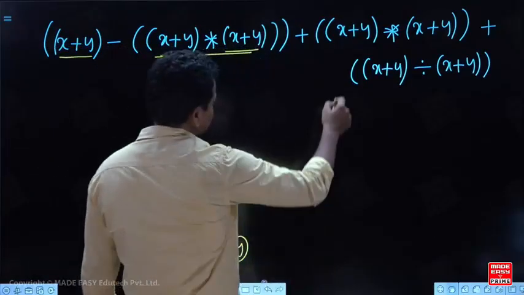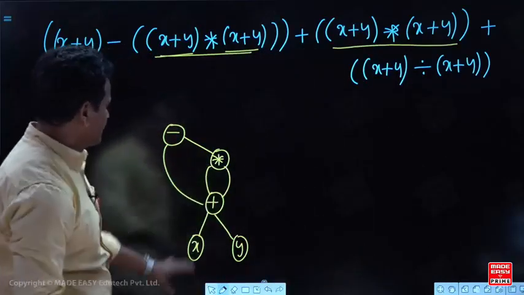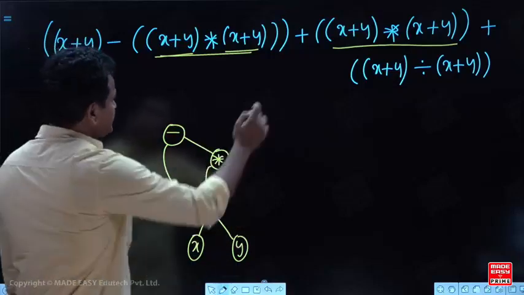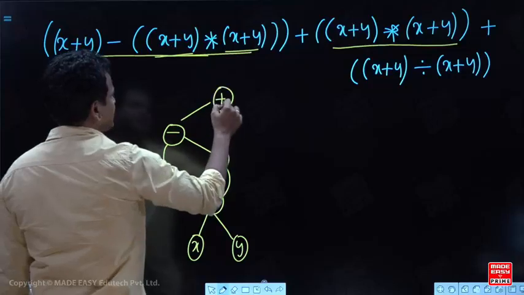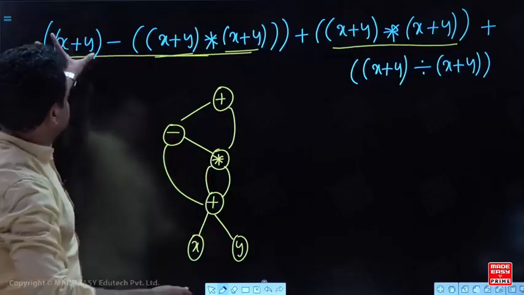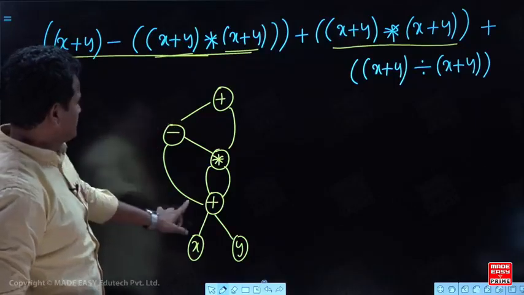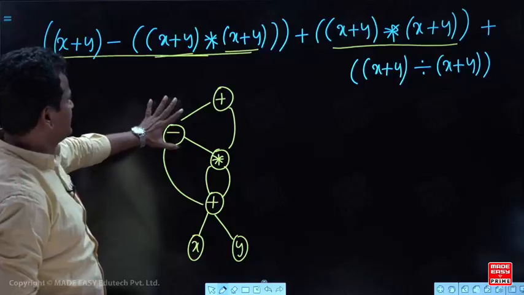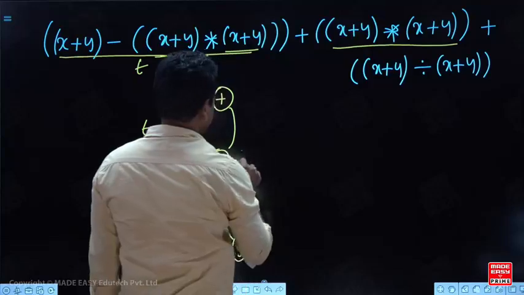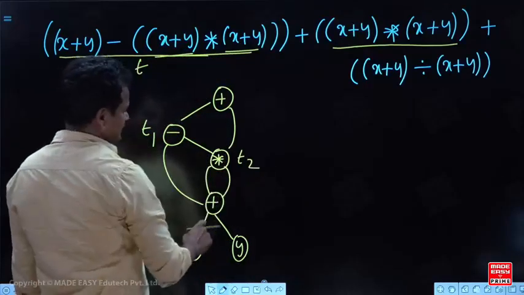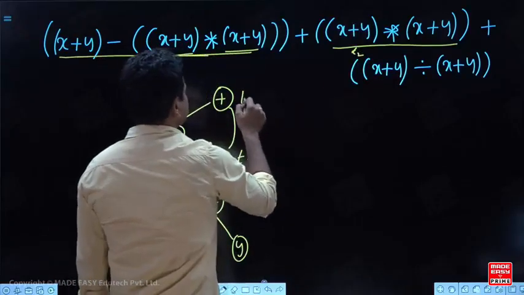Now here we have x plus y star x plus y. This you add to this whole, so I will take plus and add these two. Do you understand? The result is here. X plus y minus this one, suppose this is T1, and that is T2. T2 is x plus y into x plus y. So this is T1 plus T2, and I am taking T1 plus T2 as T3.